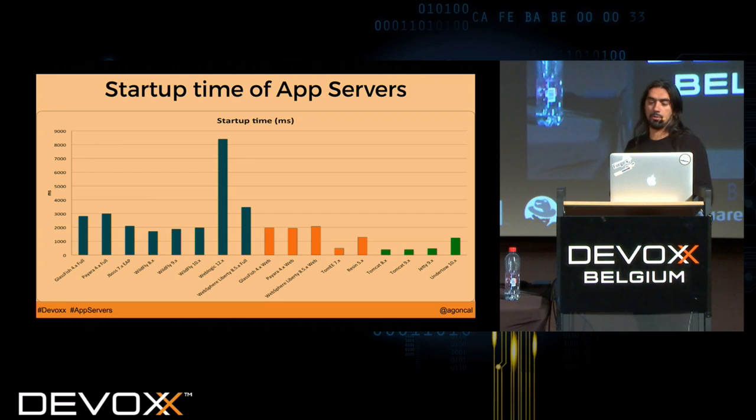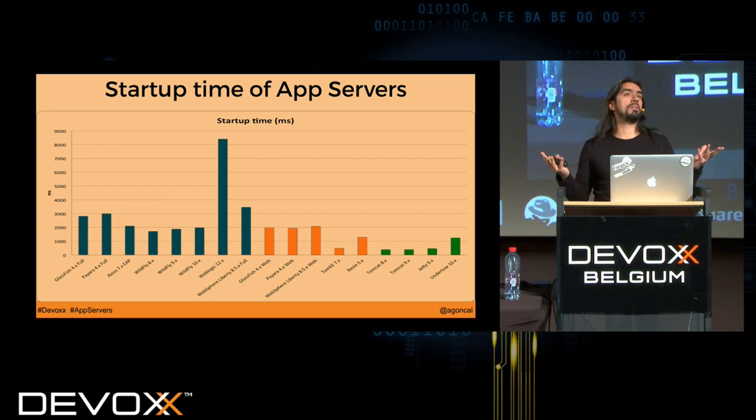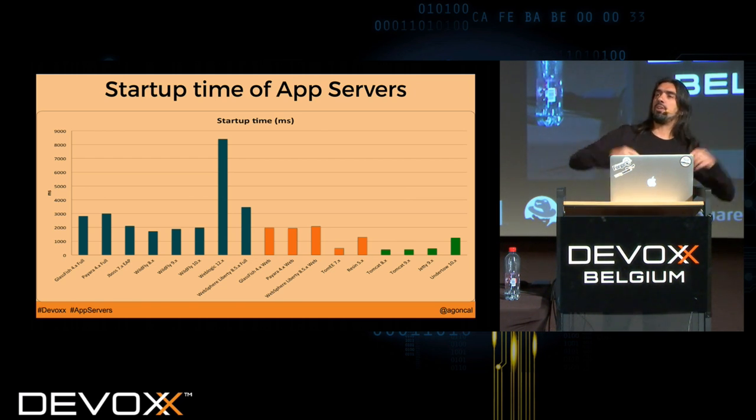on the right side there, on the green bar. Undertow starts up in 1 point something seconds. But those guys in the green bar only implement the servlet. Easy peasy. If you move to the orange, that's where we have the web profile. The web profile is roughly 20 specifications, something like that. I've stopped counting. Java EE 7 is 34, and the web profile is something around 20.